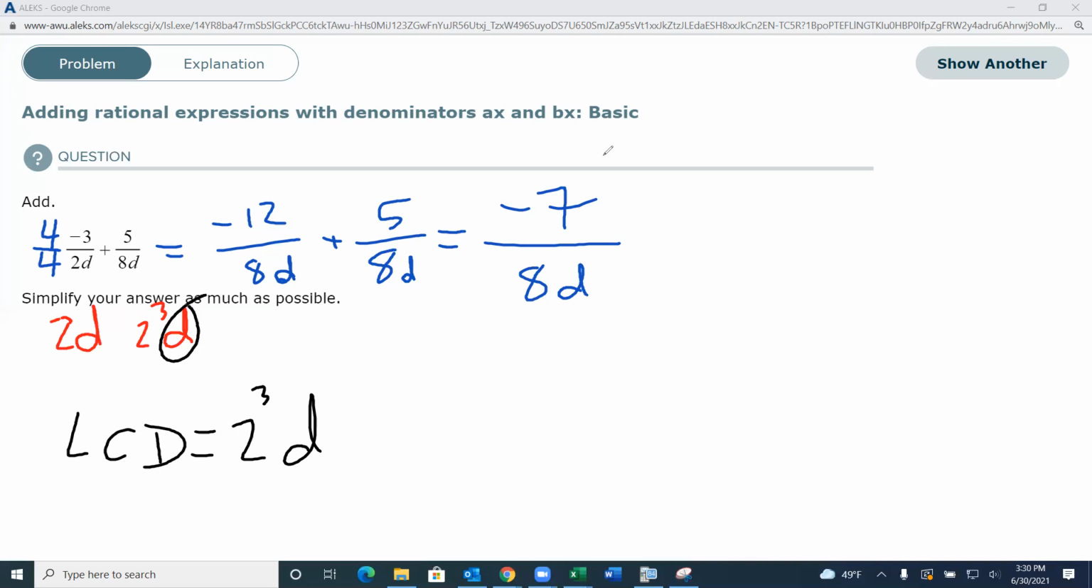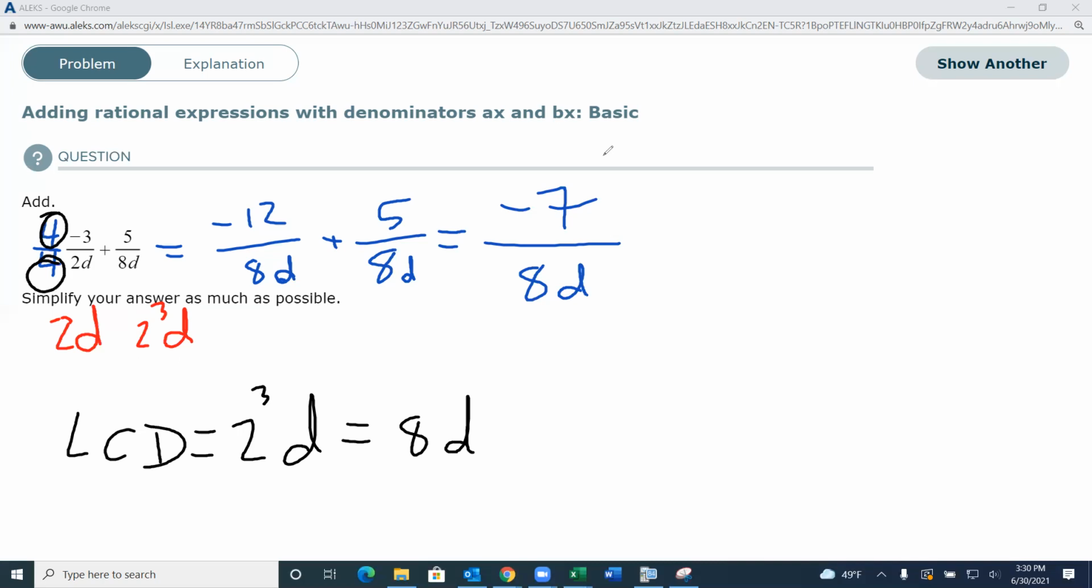It also says I need a d. Well, we've already got a d there. So our least common denominator will be 8d, which is what we ended up with. And then we would say, all right, so what do we have to multiply the first denominator by to get 8d? Well, we've got to multiply it by 4.